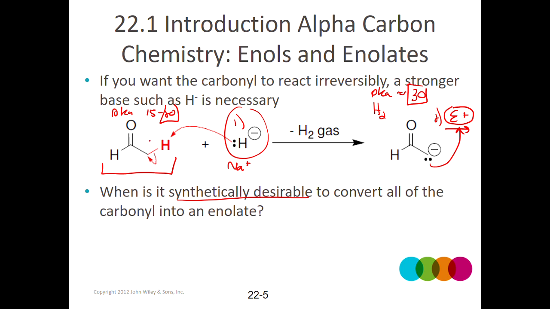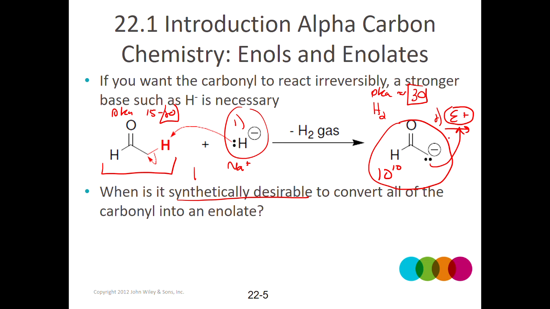So that means this isn't much of an equilibrium. I'm getting almost a billion or a trillion times more products than I have reactants. So that effectively converts that all into the enolate, and that doesn't produce much of an equilibrium. So if all the reactants are converted into the enolate in one step, then you can add the electrophile later and have the enolate attack it. So that's the other strategy.